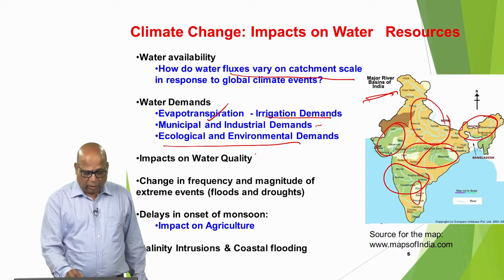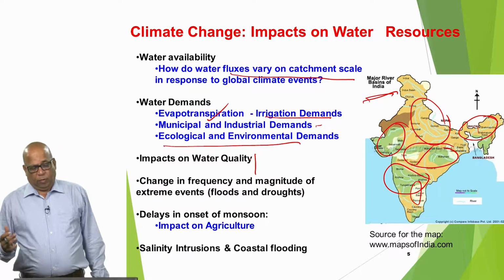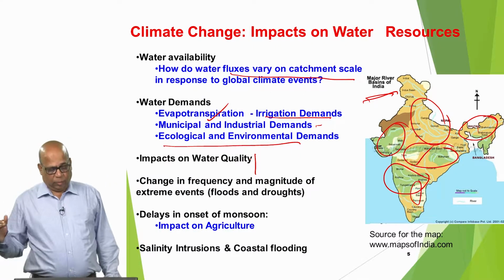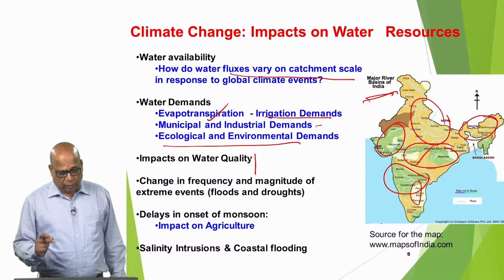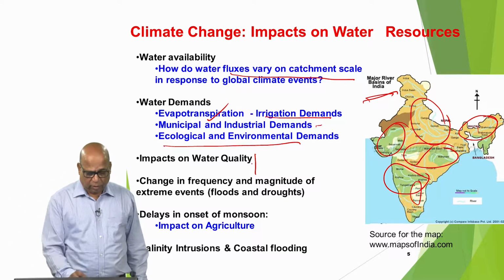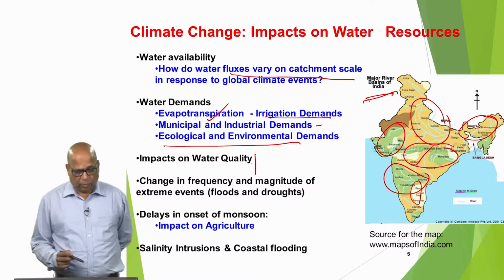What is less addressed is the impacts on water quality itself. For example, lake water qualities, the river water qualities which are receiving non-point source pollution, whether they are likely to be affected, and in fact, there is evidence and there is some work which shows that in fact, the water quality will be affected with rising temperatures and so forth.